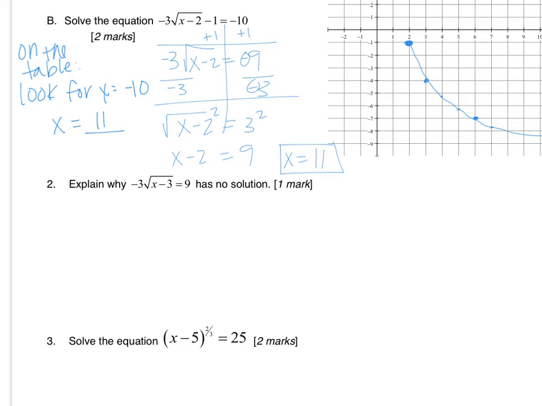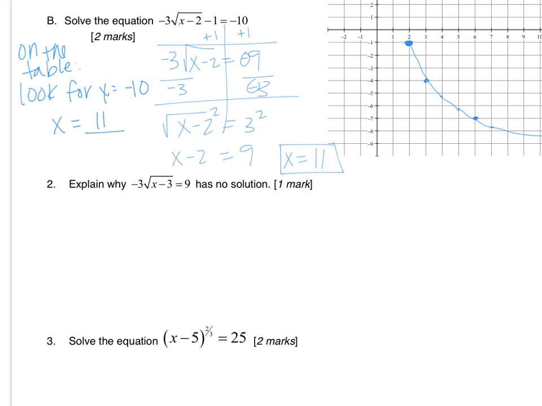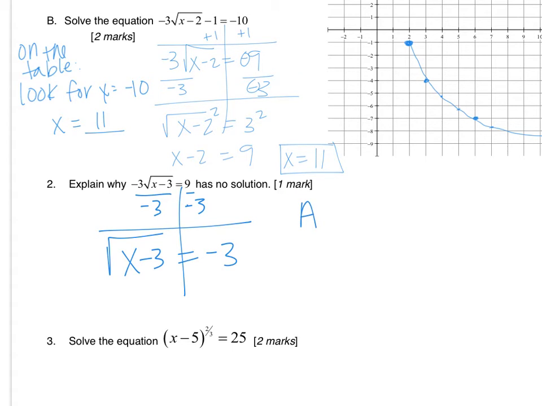All right, explain why negative 3 square root x minus 3 equals 9 has no solution. So if I start to solve this, if I divide both sides by negative 3, I get the square root of x minus 3 equals negative 3, because positive 9 divided by negative 3 is negative 3. So right now I have the square root equals a negative number. A square root cannot equal a negative number.